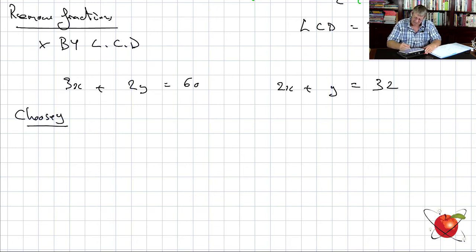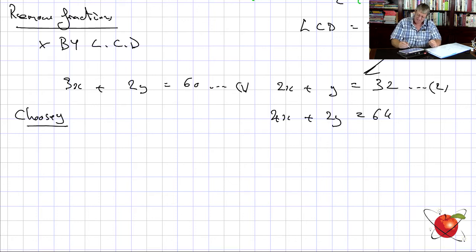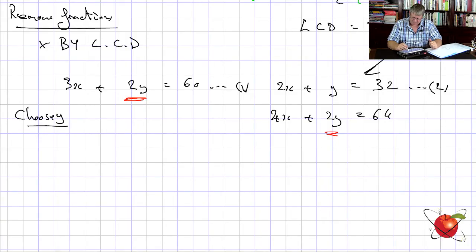Okay, and multiply equation 2, multiply this one by 2. 4x plus 2y is equal to 64. Now can you see I've manipulated them so that I've got a 2y there and a 2y there. As long as I multiply both sides of the equation right through by 2, it doesn't make any difference to the equation. So what is my next step?